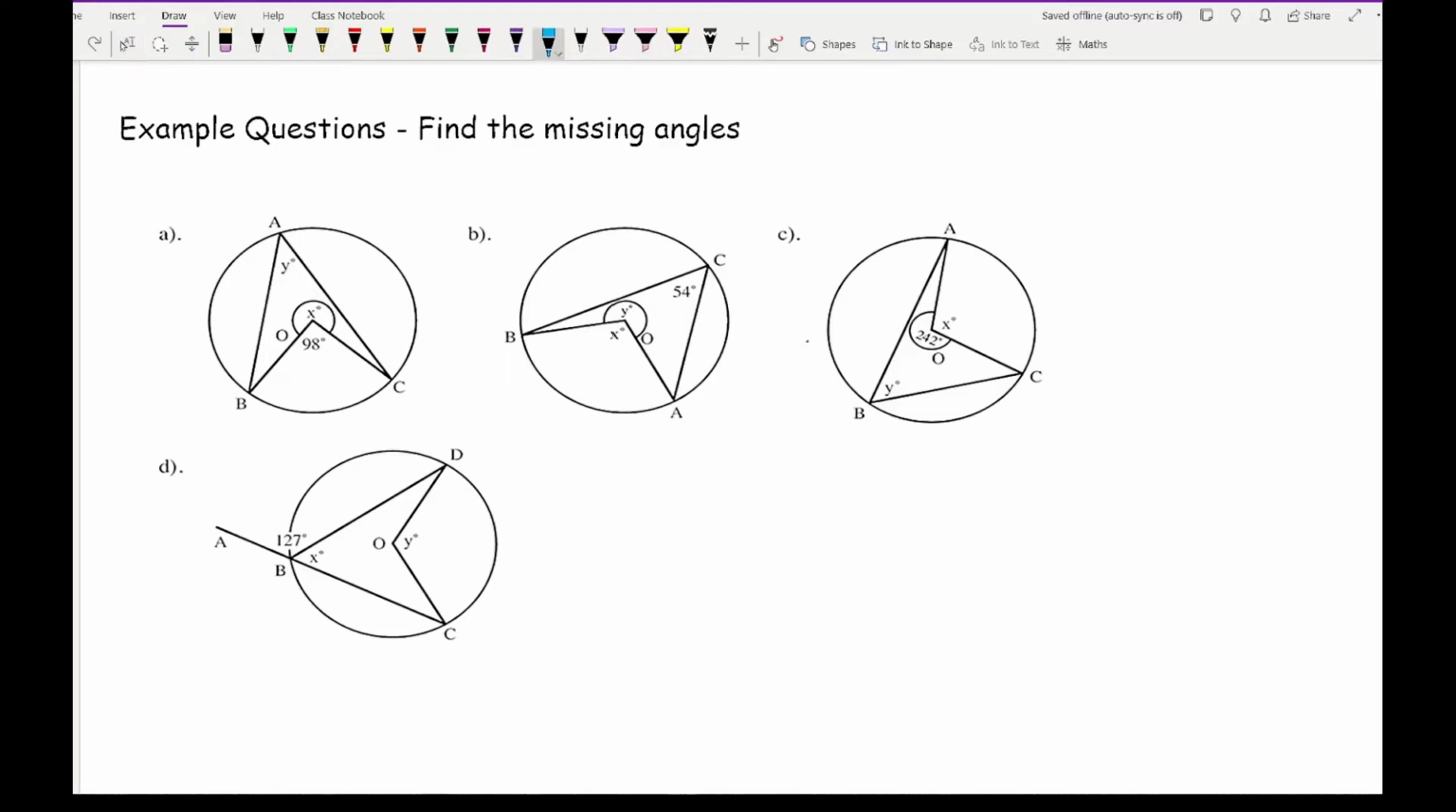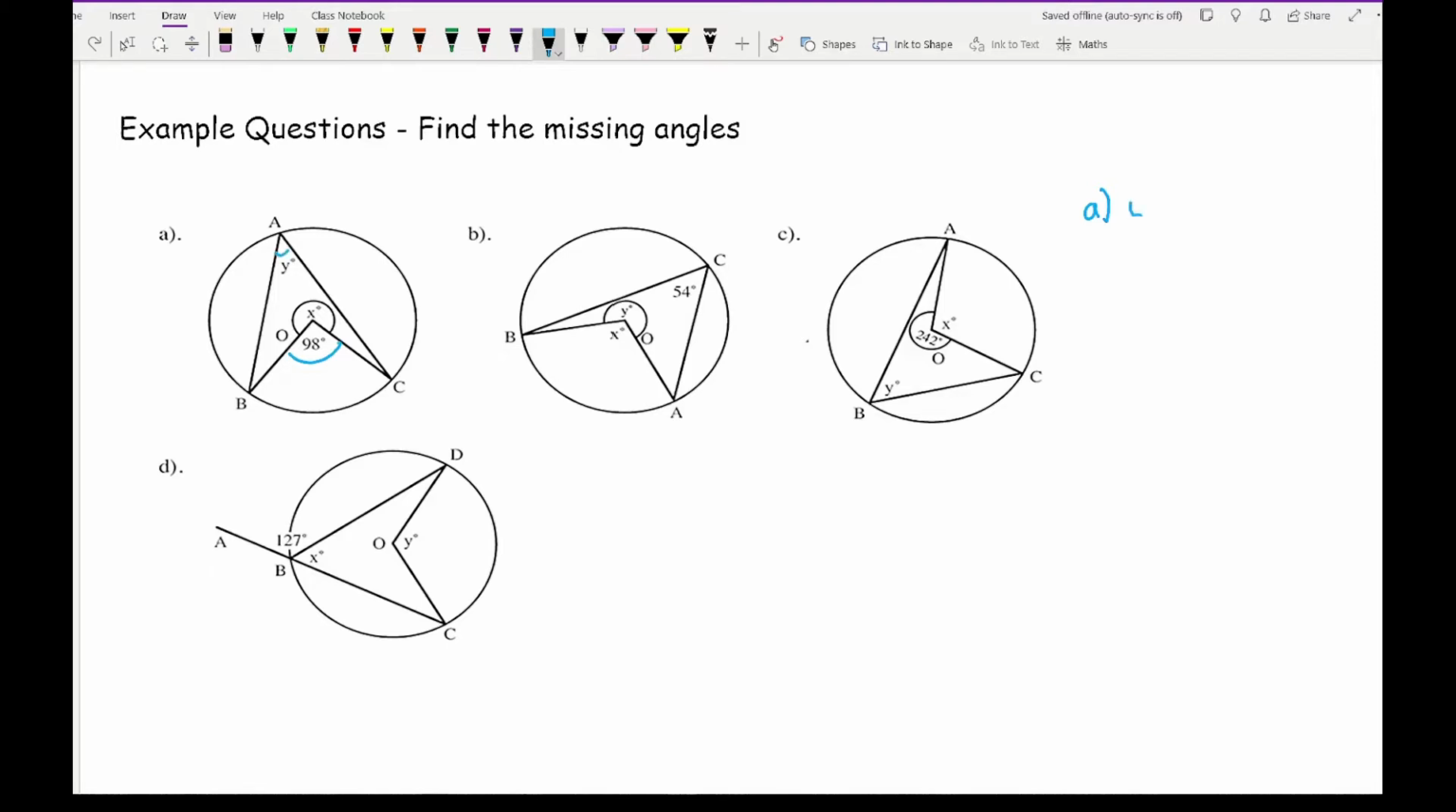So these ones all refer to the arrowhead. If I start with question A, here I need to work out the angles y and x. Now here I know that if this angle here is 98, then this angle here is going to be half of that.